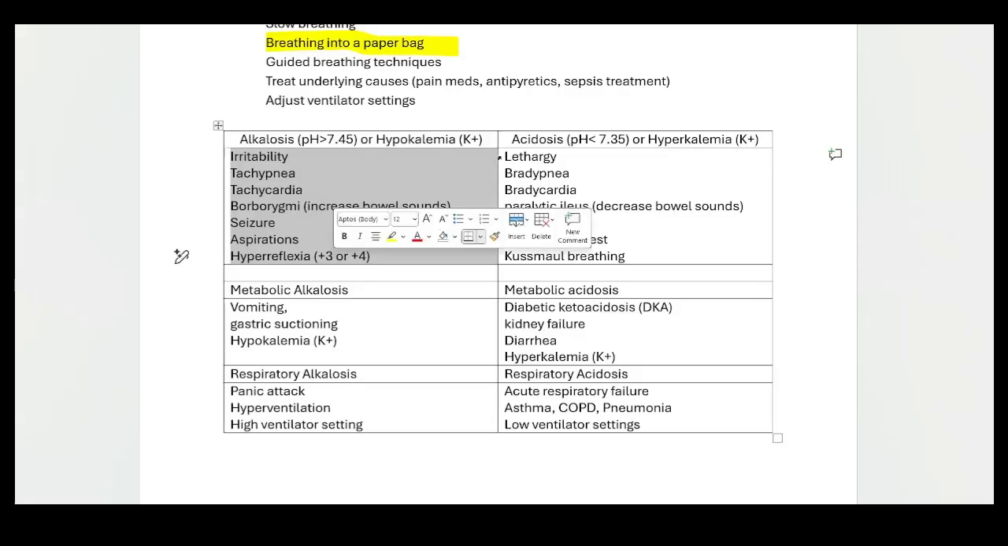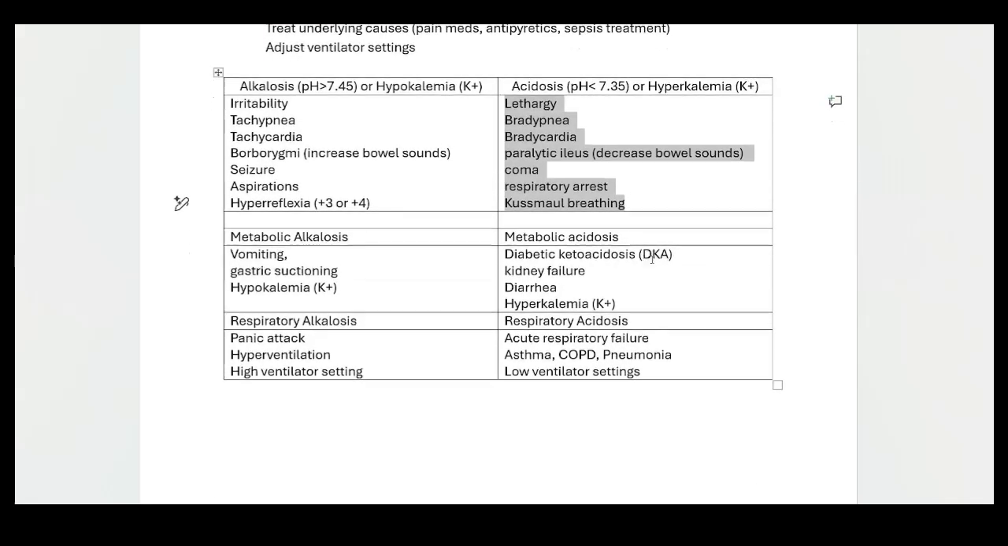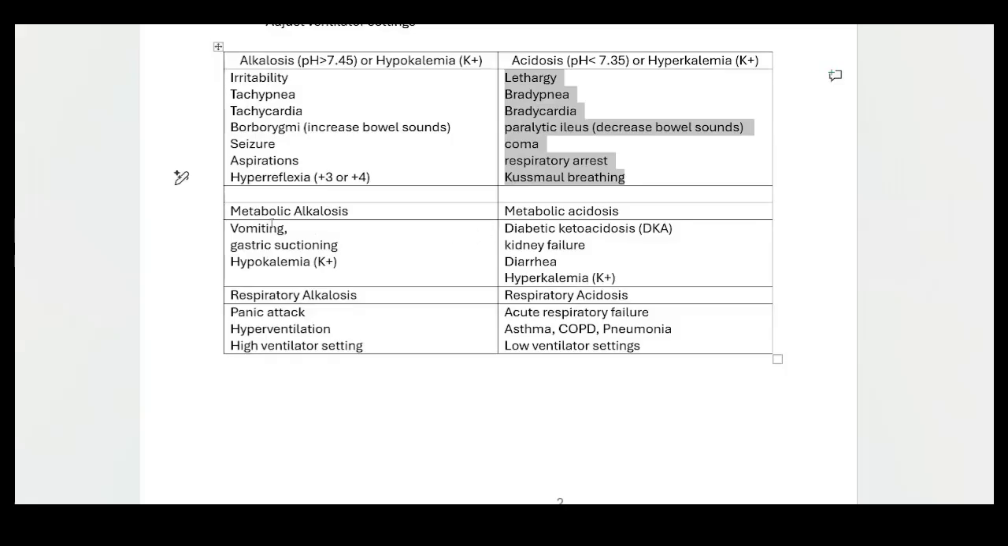In the case of acidosis, all these things will cause carbon dioxide to build up in the person: lethargy, bradycardia, bradypnea, paralytic ileus, coma, respiratory arrest. All these things will result in building up carbon dioxide in the system. When we come to the metabolic side, I will talk about them later.